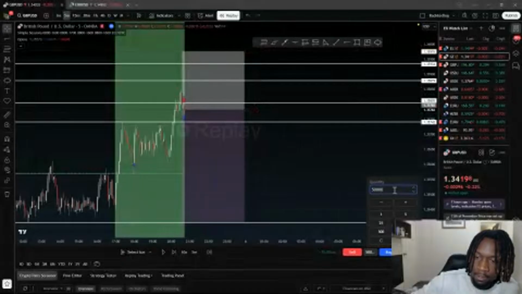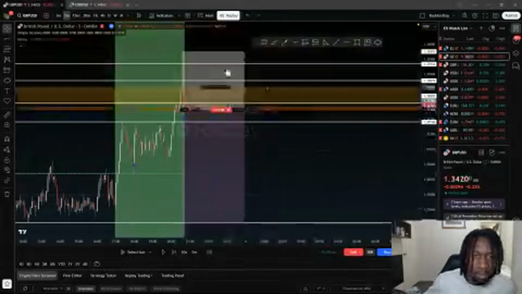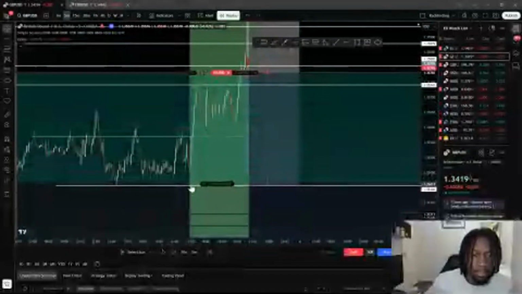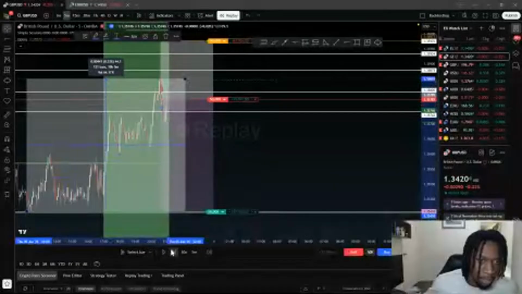The reason I'm risking 50 is because this is the only trade I would be taking. I risk purely according to the number of trades presented to me. So I'm risking $97 to make 187. It's not bad. Oh, beautiful push. Beautiful push. Don't mess me over now.